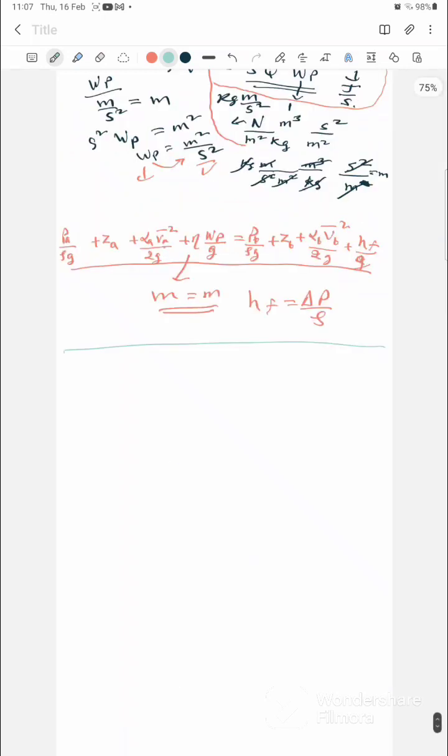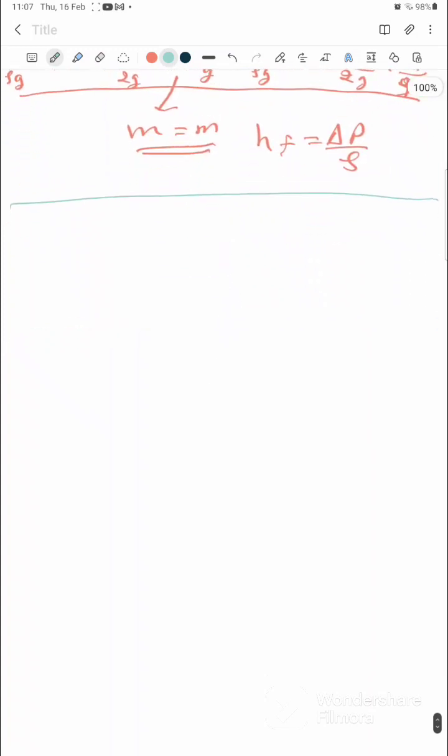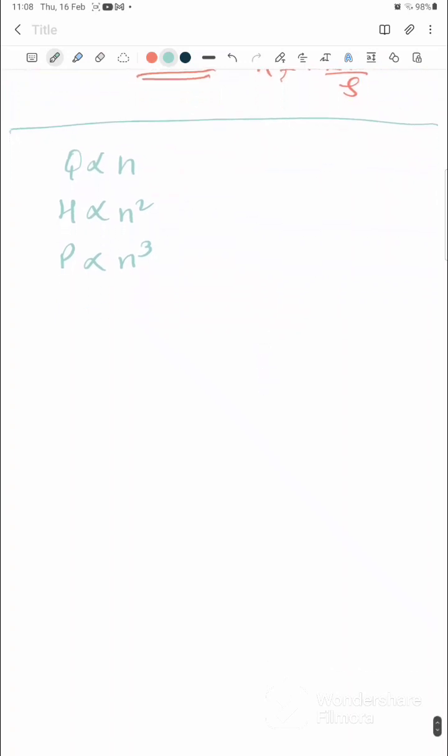So we know the relations for pump, Q is directly proportional to N, head is directly proportional to N square, power is directly proportional to N cube. This we know.